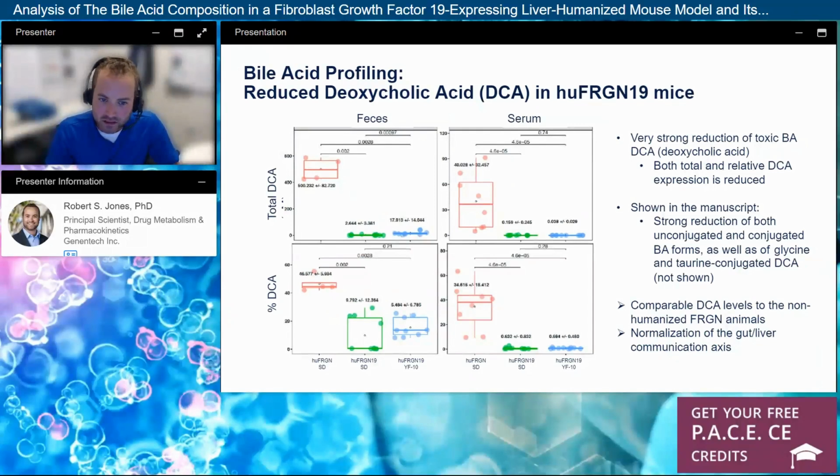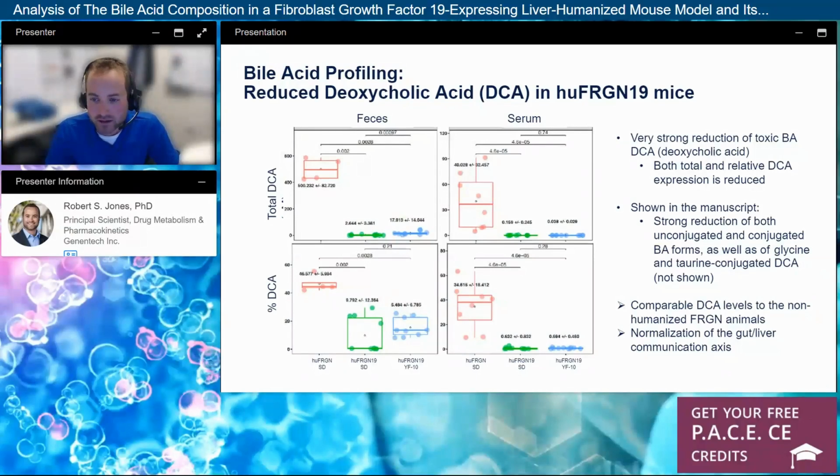So this is an additional slide in particular. I showed on a previous slide the total bile acid pools, but in particular, you can actually look at specific bile acid species in this type of metabolomics analysis. And what we also saw is a reduction in deoxycholic acid, or DCA, in the human FRGN19 mice, both in the feces as well as in the serum. And this is shown by total DCA as well as the percent DCA, which is a relative normalization of deoxycholic acid, in particular normalized to the total bile acid pool.